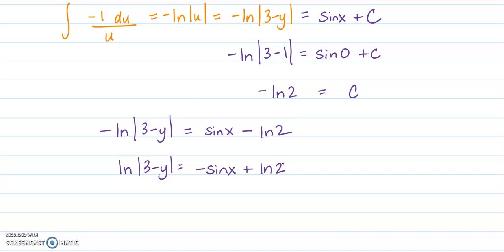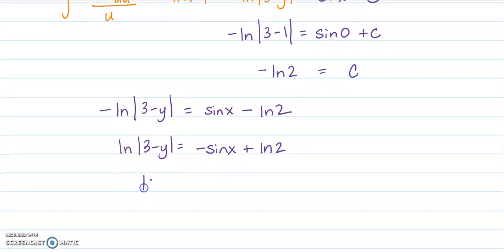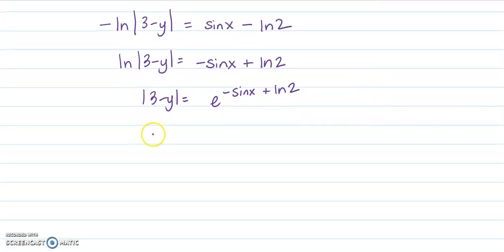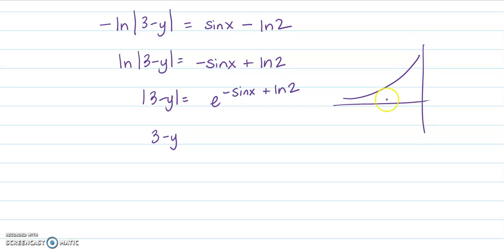That's been the goal the whole time, is to be able to find the solution for y, which means that we have to get into the argument of the natural log. So we raise both sides to the exponential, because that's the inverse function of the natural log. So we'll end up getting 3 minus y is equal to e to the negative sine x plus natural log of 2. And the absolute value bars are no longer necessary because every single exponential function has to be above the x-axis, whether it's been shifted to the right or to the left. So the absolute value bars are gone.